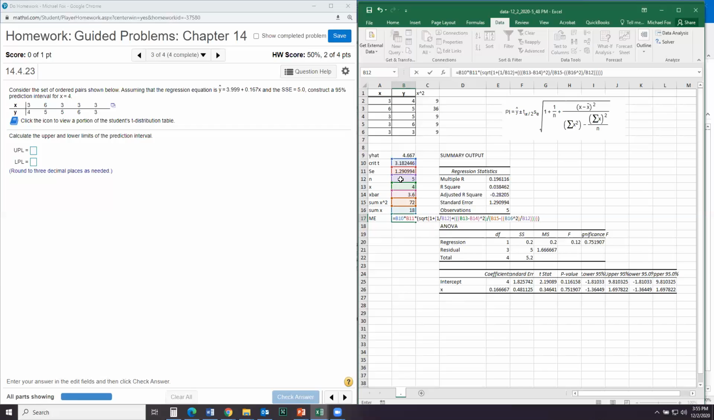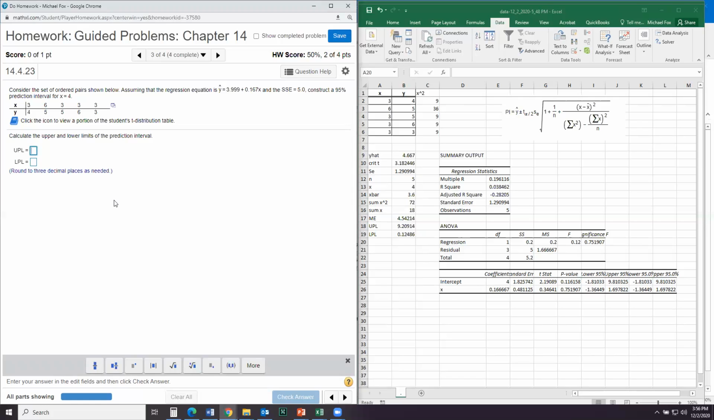That Excel formula is pretty crazy, but it's pretty doable too. So there's our margin of error. So now our upper prediction limit will just equal our y hat plus our margin of error. And our lower prediction limit will equal our y hat minus our margin of error. So now we're going to say we're 95% confident that if we have an x of 4, that our y hat will be somewhere between 0.12 and 9. That seems like a really huge range, and I don't know how helpful it is to us. Let's see if I got the answer right, or make sure I didn't make a mistake. 9.209 and 0.125.